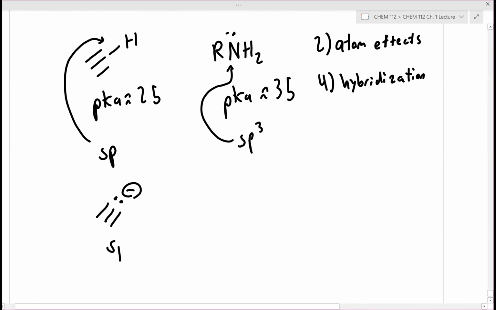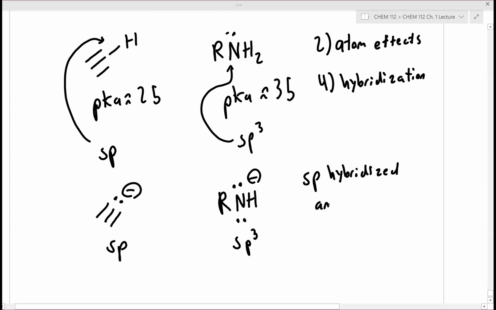So in this case, we have an anion on an sp hybridized atom compared to our anion on the amine, which is on an sp3 atom. So our rationale for why the alkyne proton is more acidic is quite simply that the sp hybridized anion is more stable. And that in turn leads to a more acidic proton. So this is a case where hybridization won out over atom effects. Does that make sense? Okay.